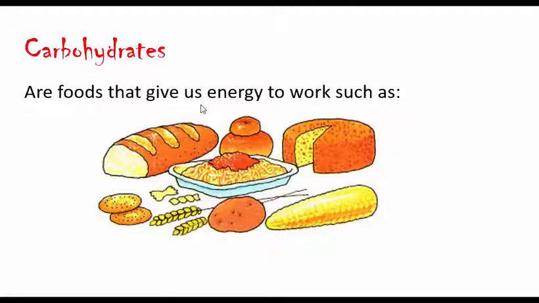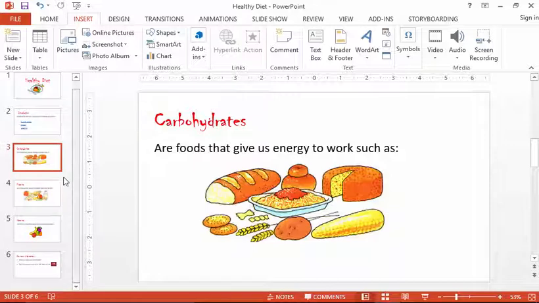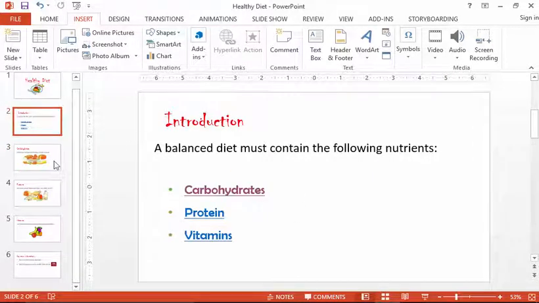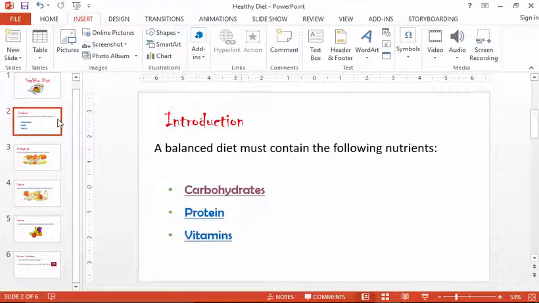I'm going to escape and go on with my linking. Now, once I have been taken to this carbohydrates slide during the slideshow, there must be a way of going back to the introduction slide. I mean, if I click carbohydrates, I am taken to this carbohydrates slide. I need another hyperlink to take me back to the introduction slide.